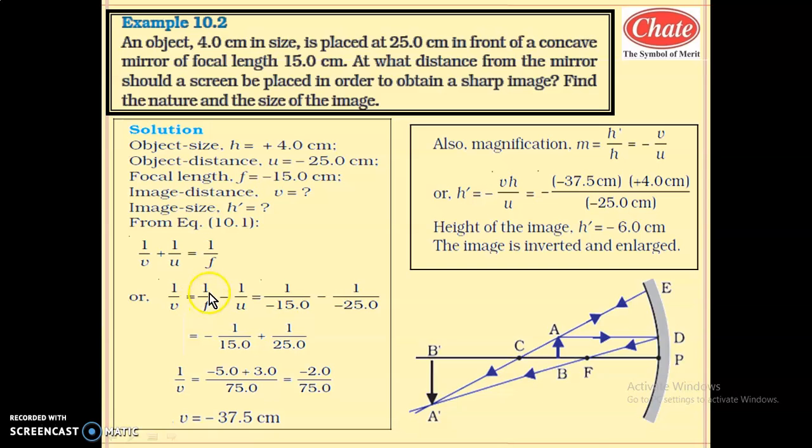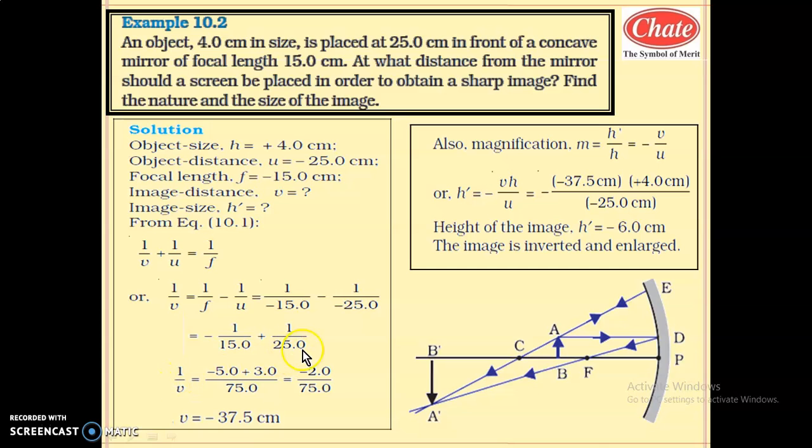So 1 by V equal to 1 by F minus 1 by U. Now focal length is minus 15 and U is minus 25. So the term becomes 1 by minus 15 minus of the formula 1 by minus 25. So minus minus become plus. So the next step becomes minus 1 by 15 plus 1 by 25.